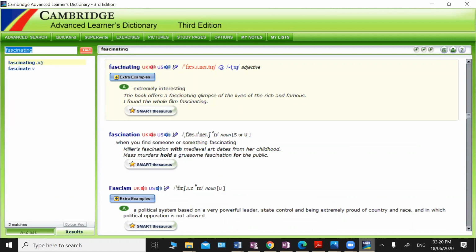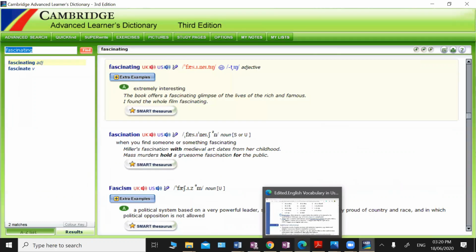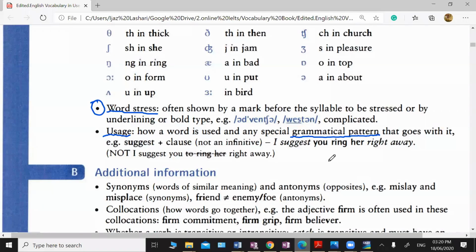As I showed you in the dictionary, you see the word fascinating. We looked at it. It says UK, US pronunciation, then its pronunciation symbols, and then it gives you the word class, it's an adjective. So every time you look at a word, it will tell you whether it is used as a noun, as a pronoun, as an adjective, or as a verb, or further details. Because sometimes the same word is used as a noun, sometimes as a verb or as an adjective. And there is the grammatical pattern that goes with it.